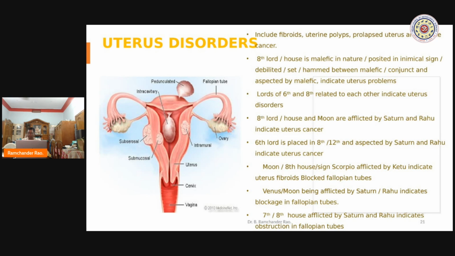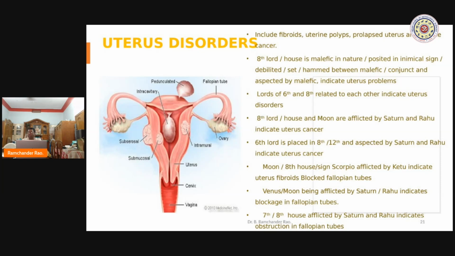Eighth lord is malefic in nature, positioned in inimical sign, debilitated, hemmed between malefics, conjunct and aspected with malefics, indicates uterus problem. You have to take the 6th and 8th places, which play an important role in uterus problems. Lords of 6th and 8th related to each other indicate uterus disorder. If they are together or aspect each other, then in female charts there will be uterus disorder.